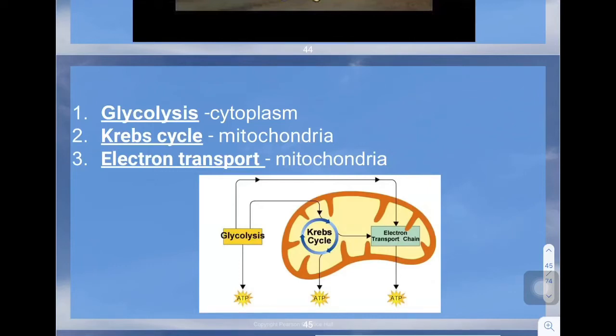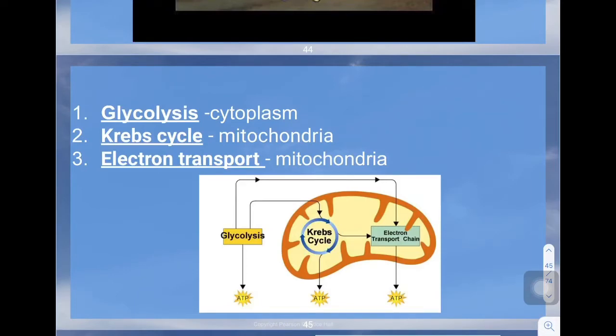So for today's notes, we're going to look more specifically at how the process of cellular respiration actually occurs inside the cell. So the first thing to do is to label our picture here of an organelle called the mitochondria. And we want to label it with where our steps of cellular respiration actually occur.